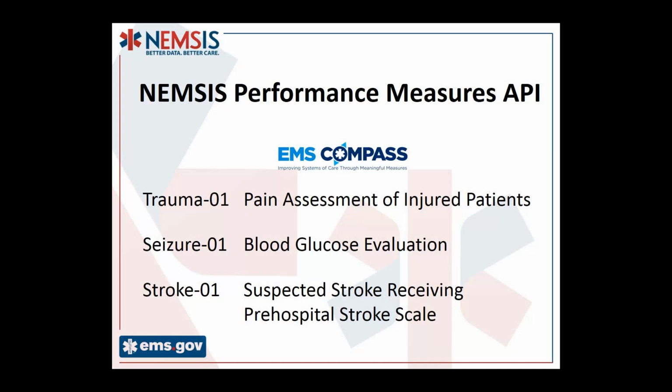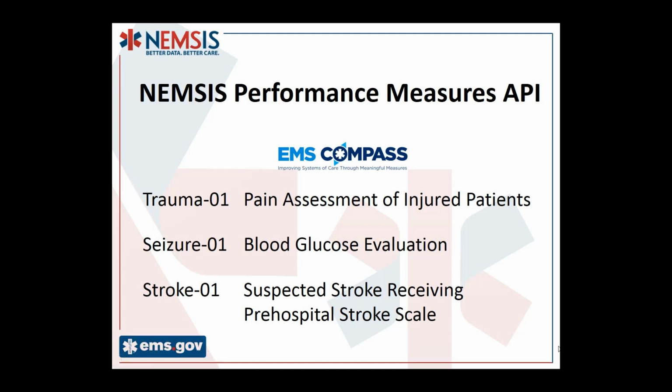So we're in the process of finishing up the API this month for these first 3 performance measures that were developed by the EMS Compass project. So for patients with injuries, was pain assessed, blood glucose evaluation, and then for suspected strokes receiving a pre-hospital stroke scale. That's one that we just talked about a moment ago, and I apologize, this should be stroke 03. But these 3 performance measures will be released this month. We'll be talking with all the vendors next Monday at a conference that we're having, showing them how to access this API, how to use this API, and then we're hopeful that the software products early in 2019 will be able to implement the ability to call into the API and provide benchmark data for your agencies.